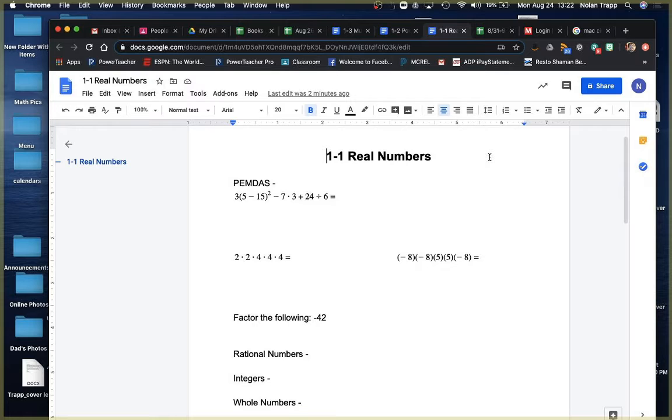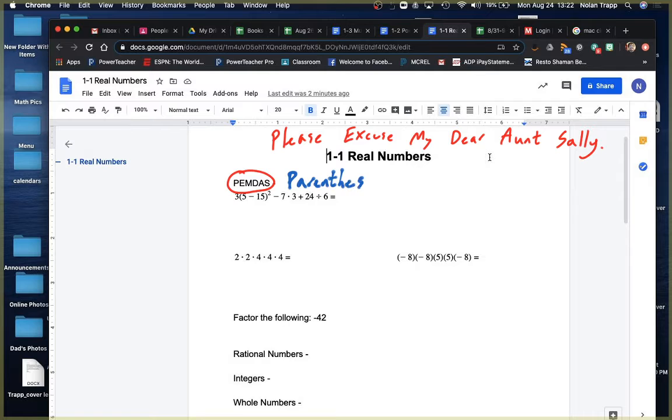So, just to get right into it, PEMDAS. Hopefully you've heard of PEMDAS before. There is a saying, please excuse my dear Aunt Sally. Okay, so P, as I hope you remember, stands for parentheses. The E is for exponents. The M is multiplication.